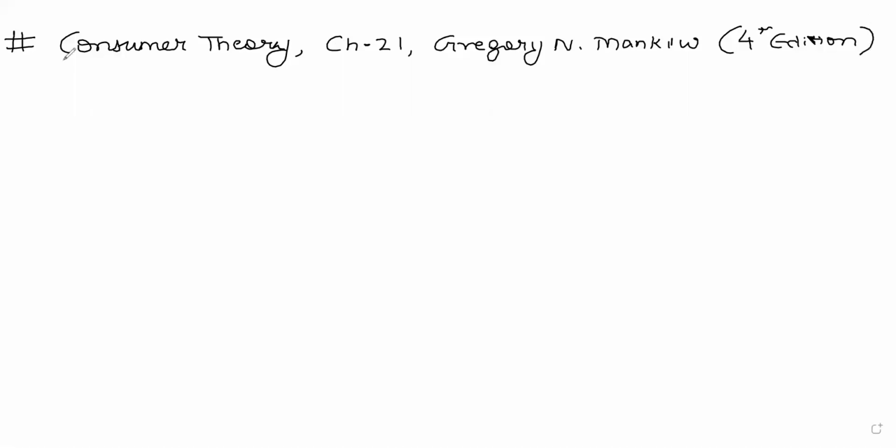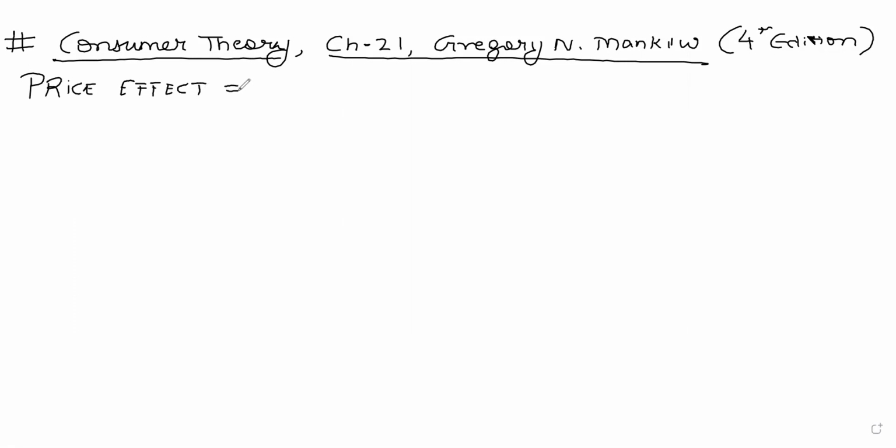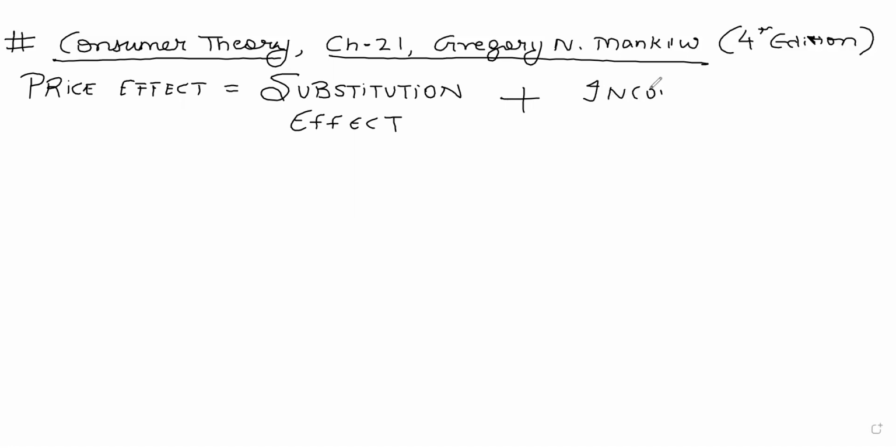Okay, so let's quickly recall. In the previous lecture of consumer theory, we were doing a very important concept. We were bifurcating the price effect into two effects called the substitution effect and the income effect. Okay, and all students can quickly recall.